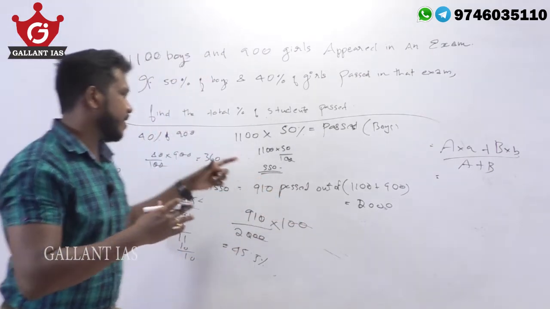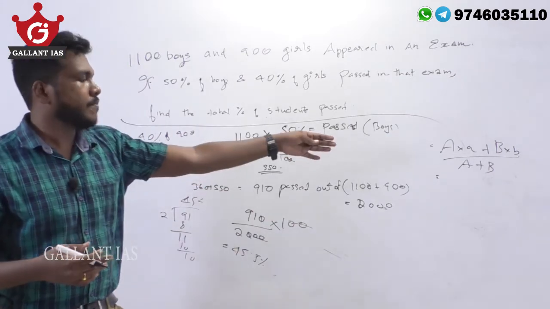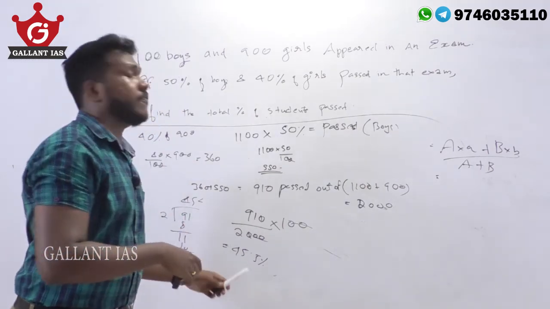We separately don't need to find the number of students who had passed in that exam, and we can simply find the answer just by substituting the values over there, and you will get the answer as 45.5 percentage.